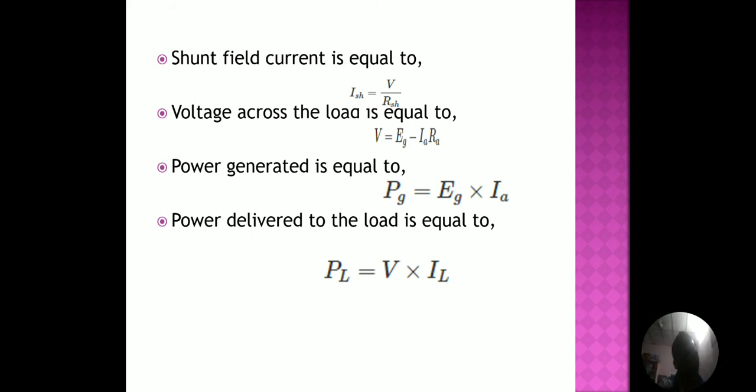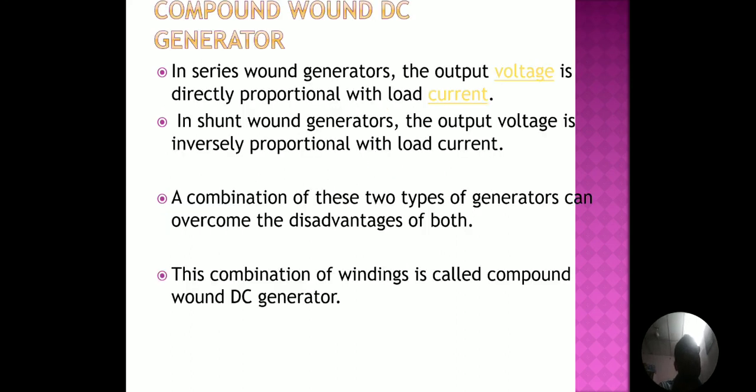Power delivered to the load is equal to PL is equal to V into IL, where V is the voltage across the load and IL is the load current.